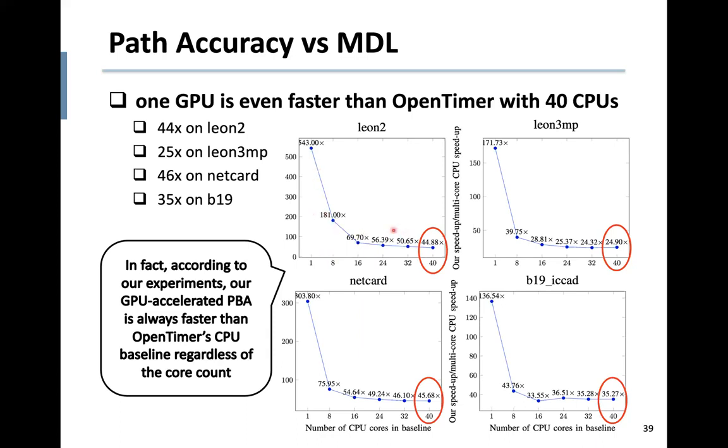However, if you look at this trend, there is always a huge gap between our algorithm and OpenTimer, regardless of the number of CPUs you use. And our algorithm on one GPU is even faster than OpenTimer with 40 CPUs. For example, on Leon 2, we are 44x faster. On Leon 3, another very large design of 1.2 million gates, our algorithm can finish the PBA 25x faster, and same for the other large design. In fact, according to our experiment, our GPU-based PBA algorithm is always faster than OpenTimer's CPU baseline, no matter how many CPU cores you use.